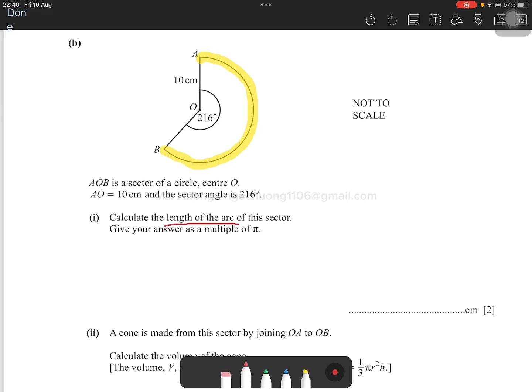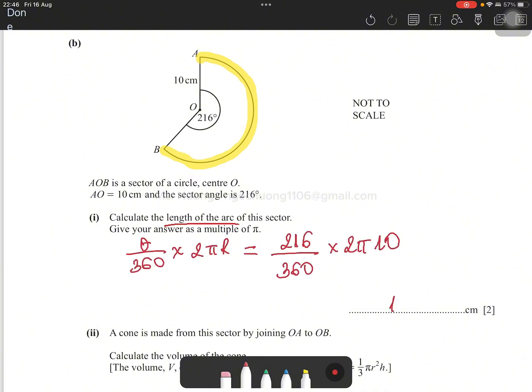The formula for that is theta over 360 times the circumference of the circle, which is 2 pi r. In this case, the angle is 216 over 360 multiplied by 2 pi, and the radius is 10. So it's 12 pi. Notice that we need to keep the answer as a multiple of pi, so we don't convert it to a decimal.